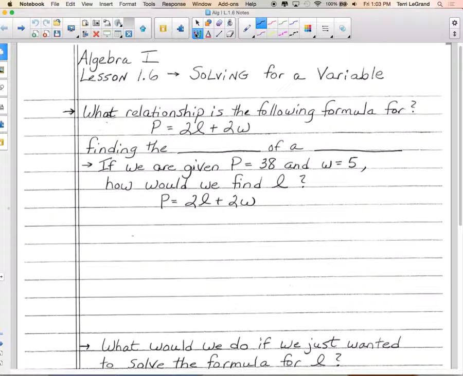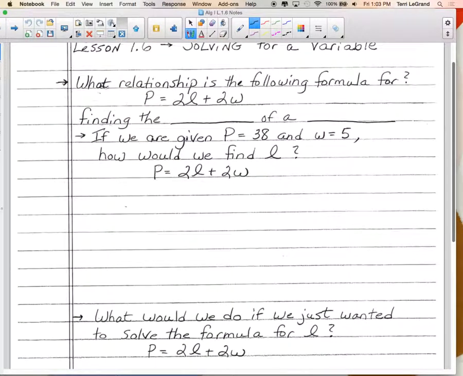So let's just do some exploring here on this front side. What do you think that's the relationship for, or the rule for? What formula is this? P equals 2L plus 2W. Perimeter. Perimeter of what? A rectangle. Yeah, this is the perimeter of a rectangle. Because perimeter means what? Distance around. Well, a rectangle has 2 lengths that are the same, right? And 2 widths that are the same. So we could shortcut it instead of saying L plus L plus W plus W, we could say 2L plus 2W, right?